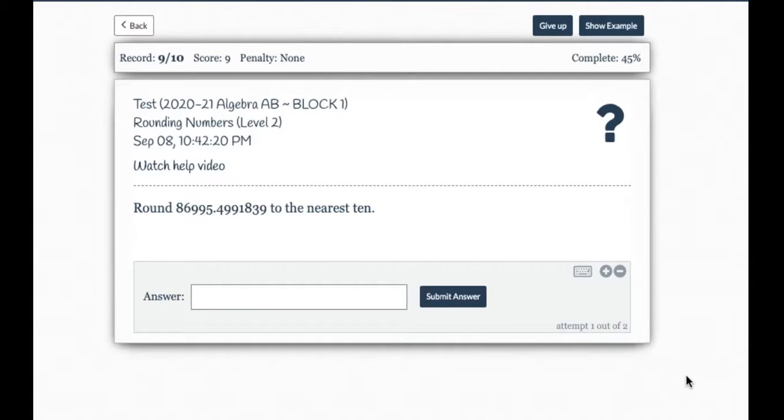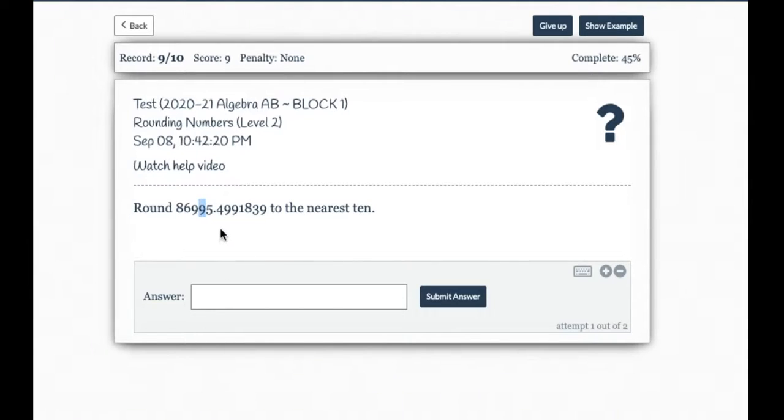And again, here is one where we are rounding on the left side of the decimal point. The tens place is this 9. So we know that the 5 will have to turn to a 0 and everything beyond will be ignored. So I'm deciding whether to make it 86,990 or round up to the next 10.